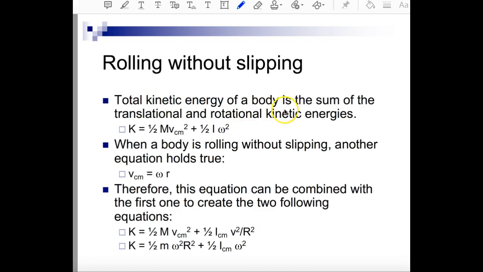So all the kinetic energy is really just all of the translational, and then all of the rotational. Notice this is for the center of mass of the object. When a body is rolling without slipping, there's another equation that holds true, and that is the velocity of the center of mass is just equal to the angular velocity times the radius of that object. And so you can combine this equation to make one of two. This would be if you want the translational energy, and this is if you just want the rotational energy.